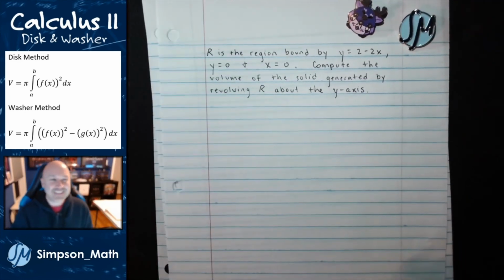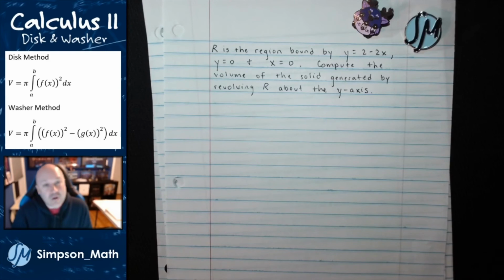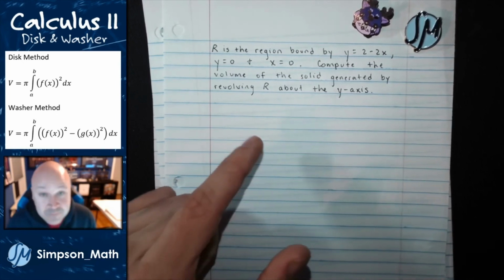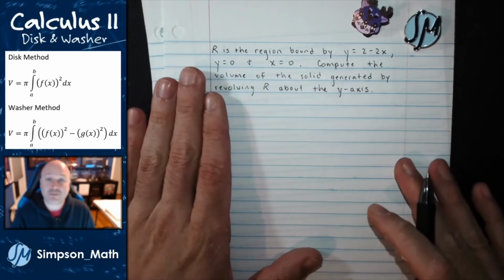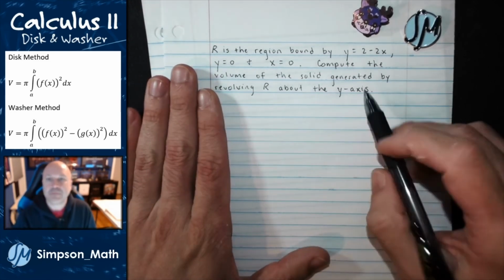For this next example, R is the region bound by y equals 2 minus 2x, so another line, y equals 0, so the x-axis, and x equals 0, so the y-axis. So probably quadrant 1 is what we're talking about. Compute the volume of the solid generated by revolving that region about the y-axis. Okay, step 1, just get a picture of this region so we can talk about it.